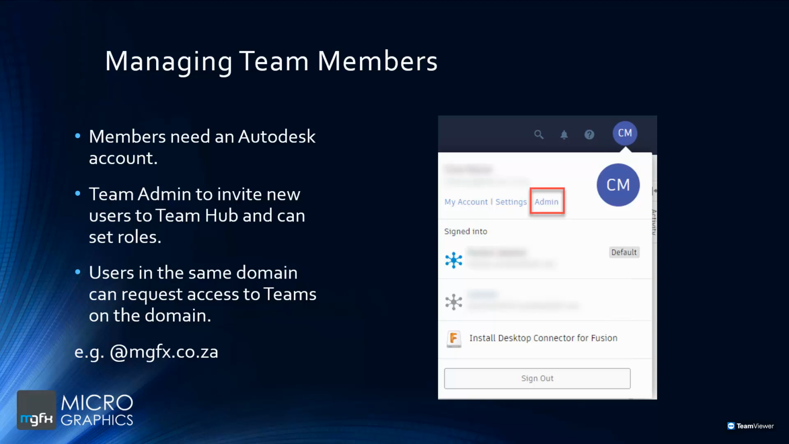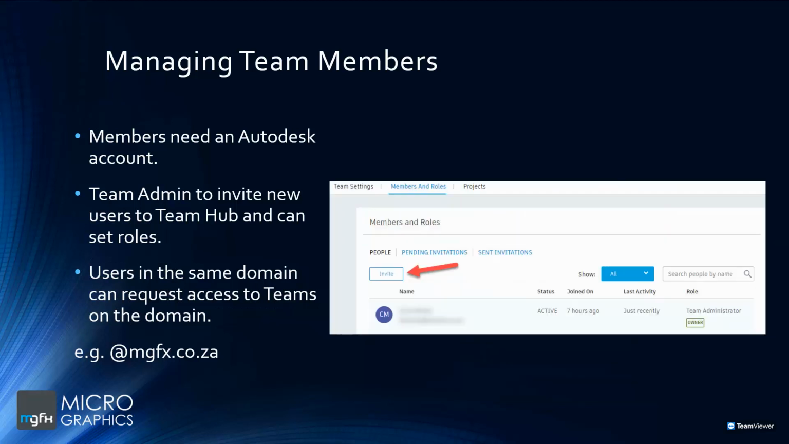And when adding members to a Team Hub, you will use their email address, which is associated to an Autodesk account. So in my case, if I had to invite somebody, I would have to know what email address they have linked to their Autodesk account, and that is then the email address that would be used in the invite.